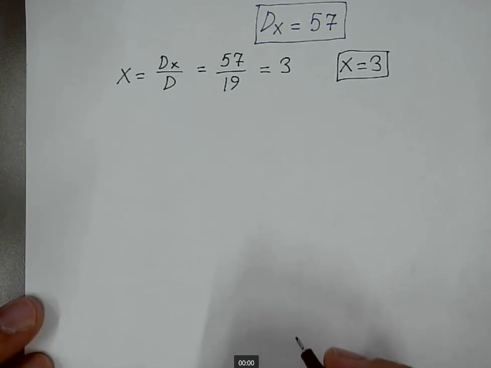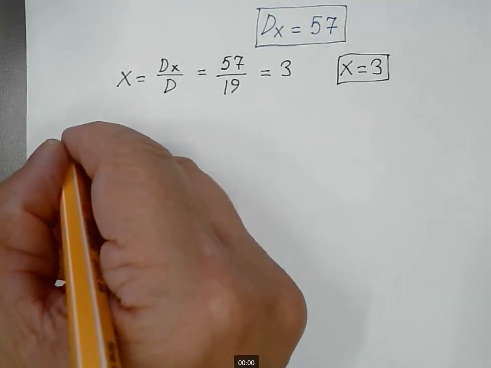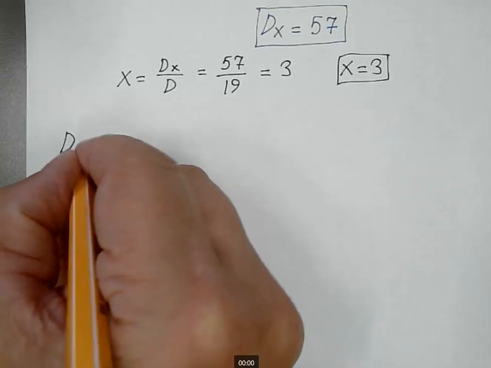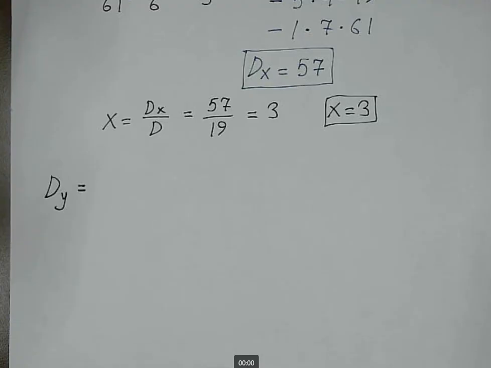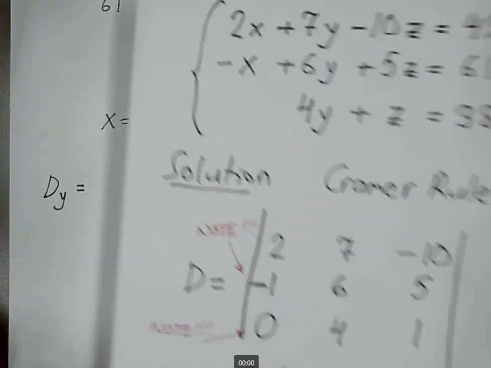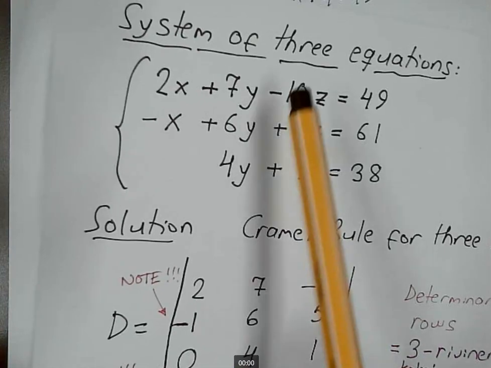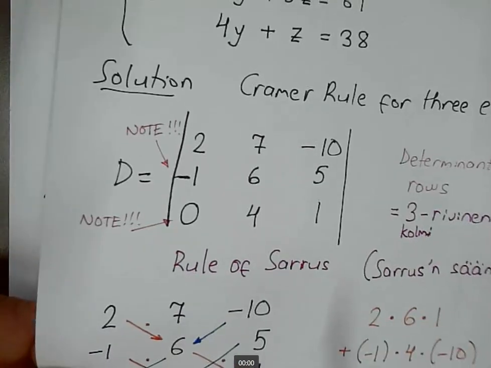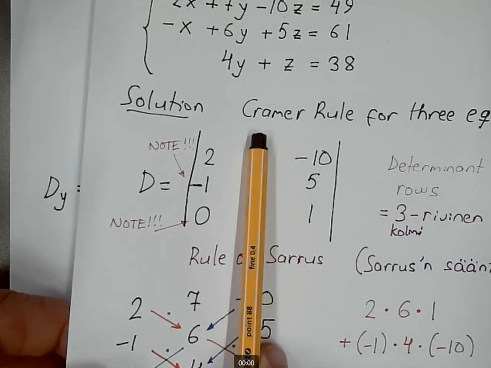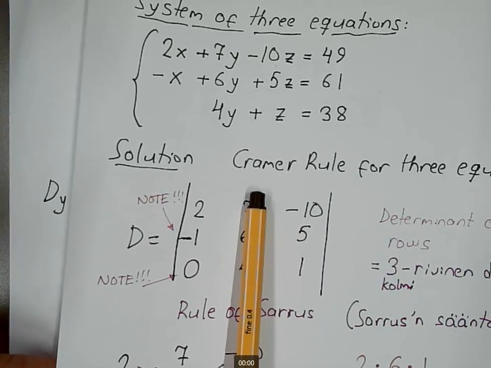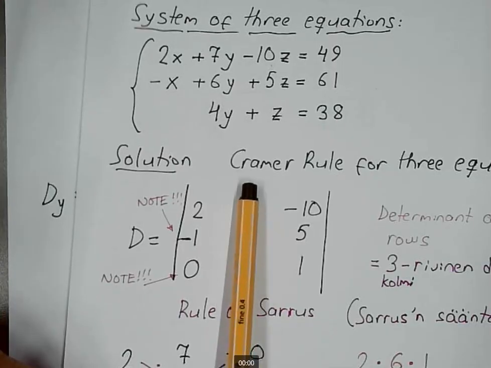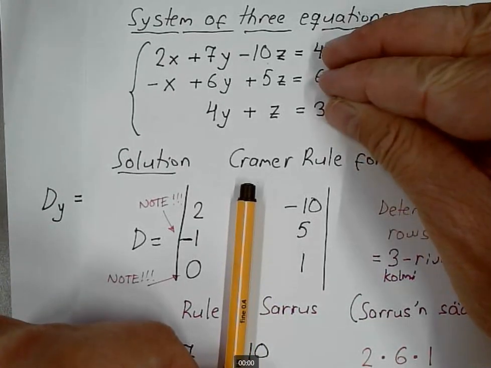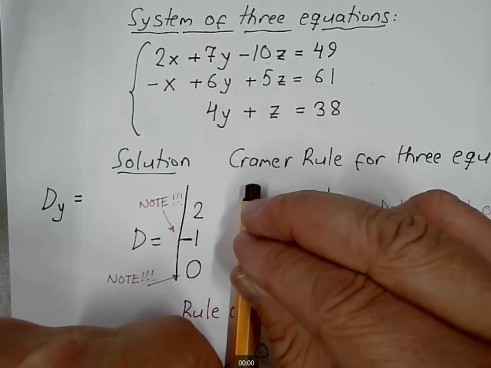And I will then calculate the value of dy, and again we will use the same method. We have this determinant d from the left hand side of the equation, and we will substitute the column in which we had the numbers in front of y's. So we will substitute these numbers with these numbers, so these will be in the place of that.